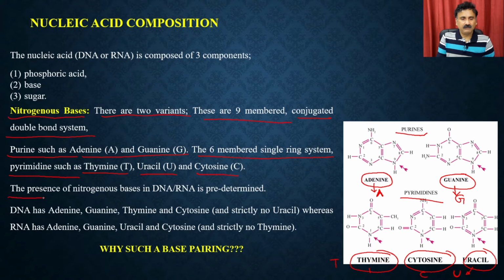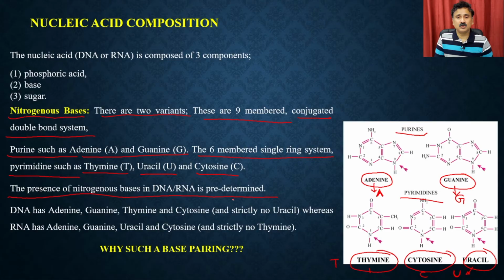The presence of the nitrogenous bases is predetermined, which means it is already known which nitrogenous bases are going to be present in the genomic DNA. The DNA has 4 nucleotides or 4 bases: adenine, guanine, thymine, and cytosine, but it does not contain uracil. Whereas the RNA has adenine, guanine, uracil, and cytosine, and strictly no thymine.